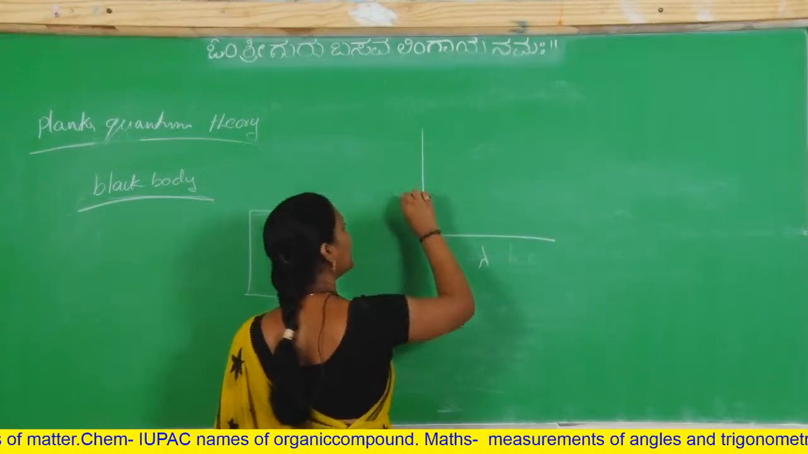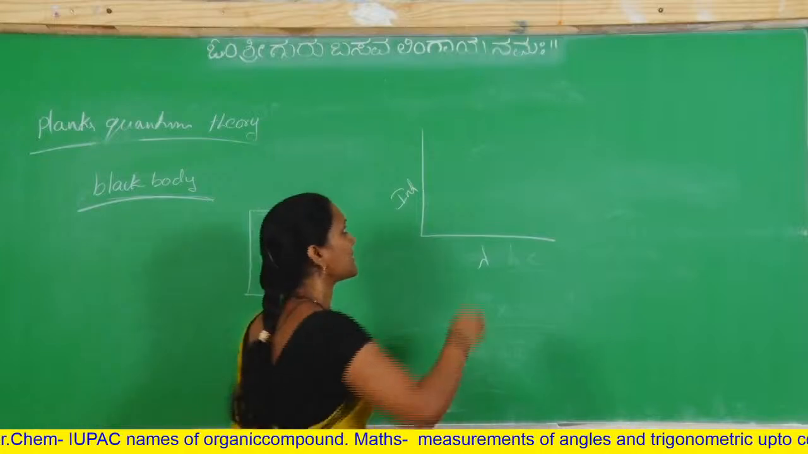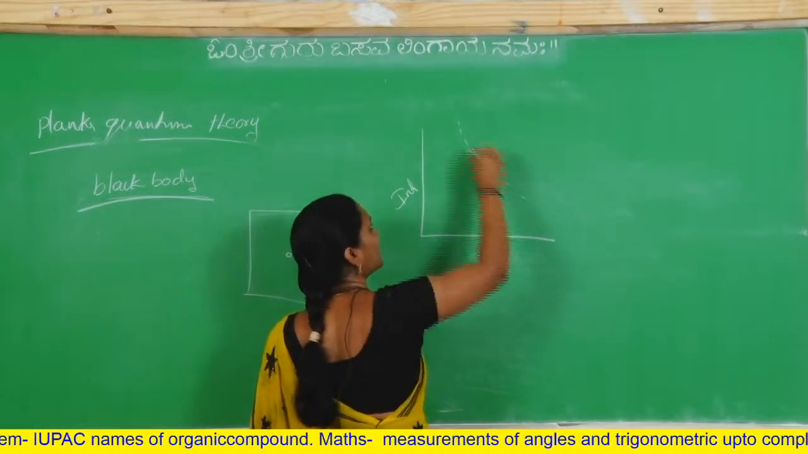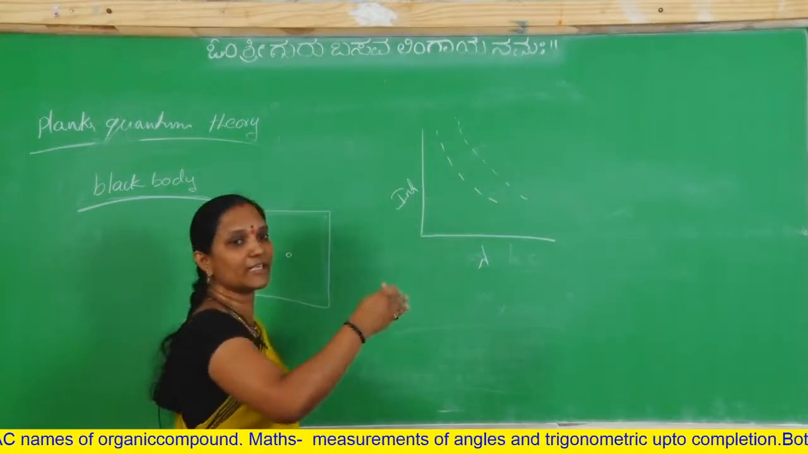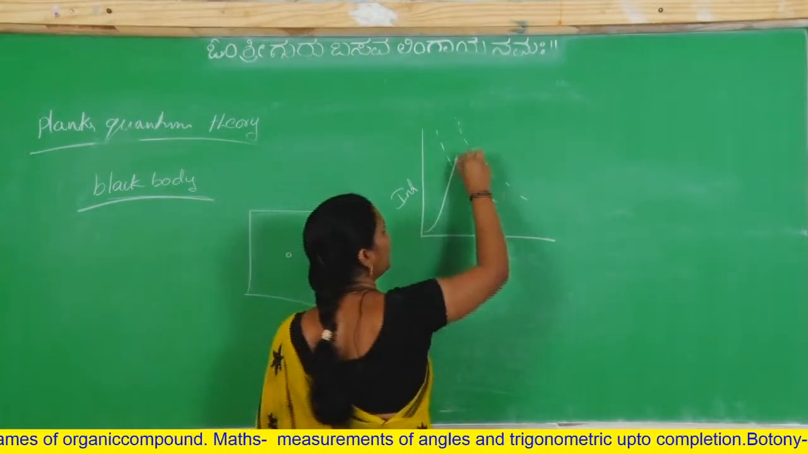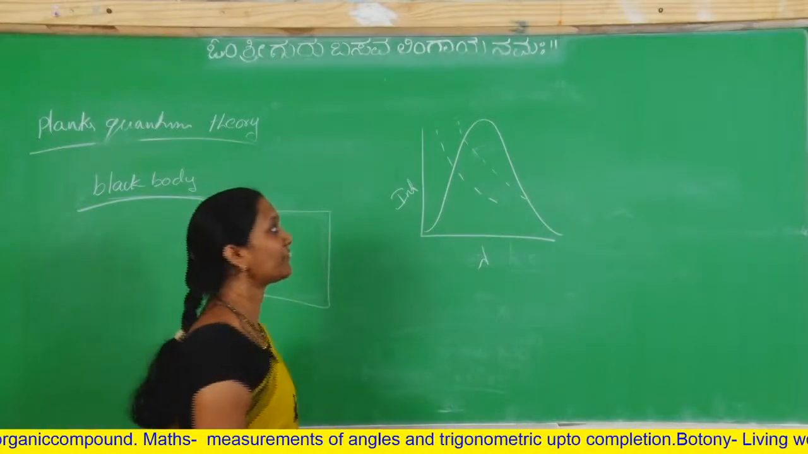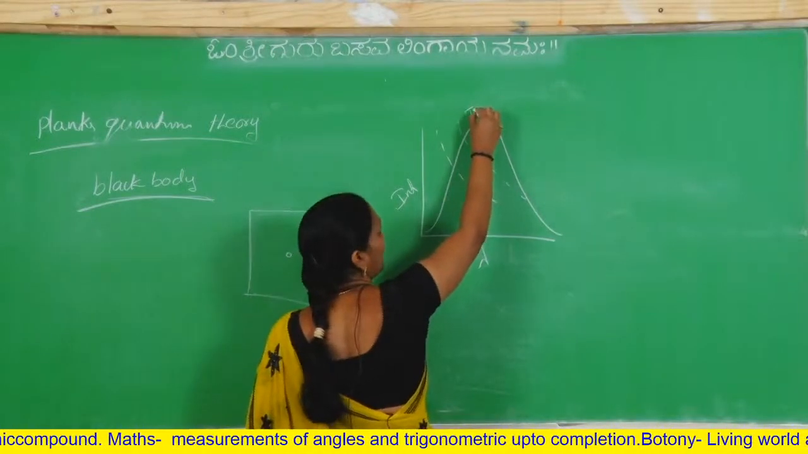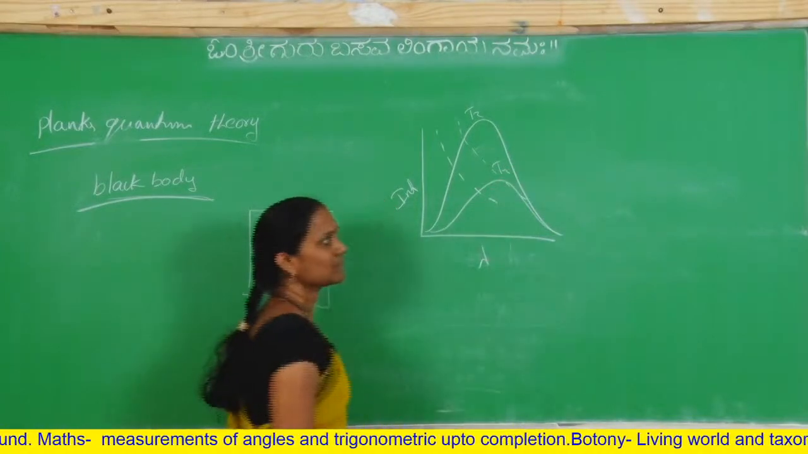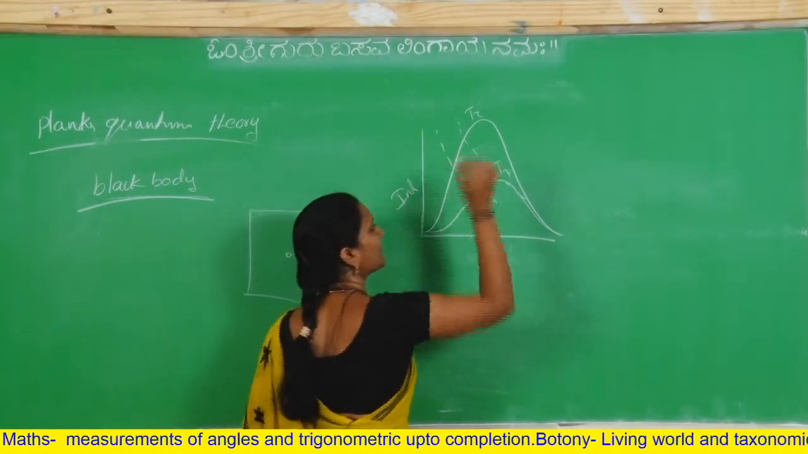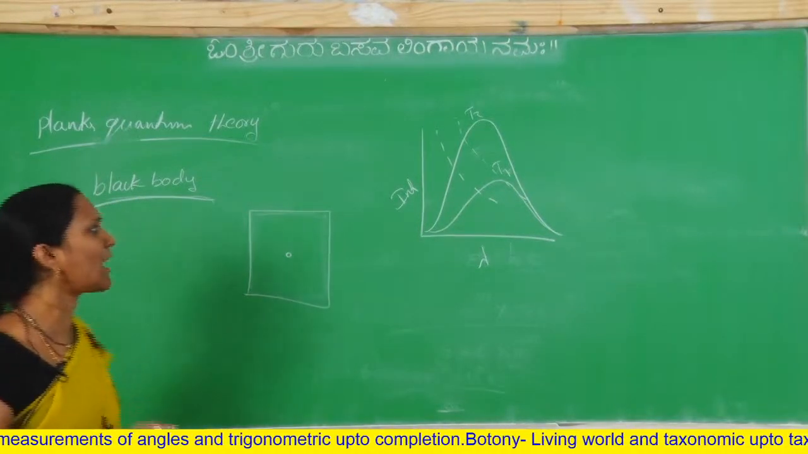So, if a graph of wavelength and intensity is given, and if it absorbs or emits radiation continuously, we should get a graph like this, continuous absorption and emission. But we are getting a graph like this. This is at a temperature T2, for example, and like this at temperature T1.